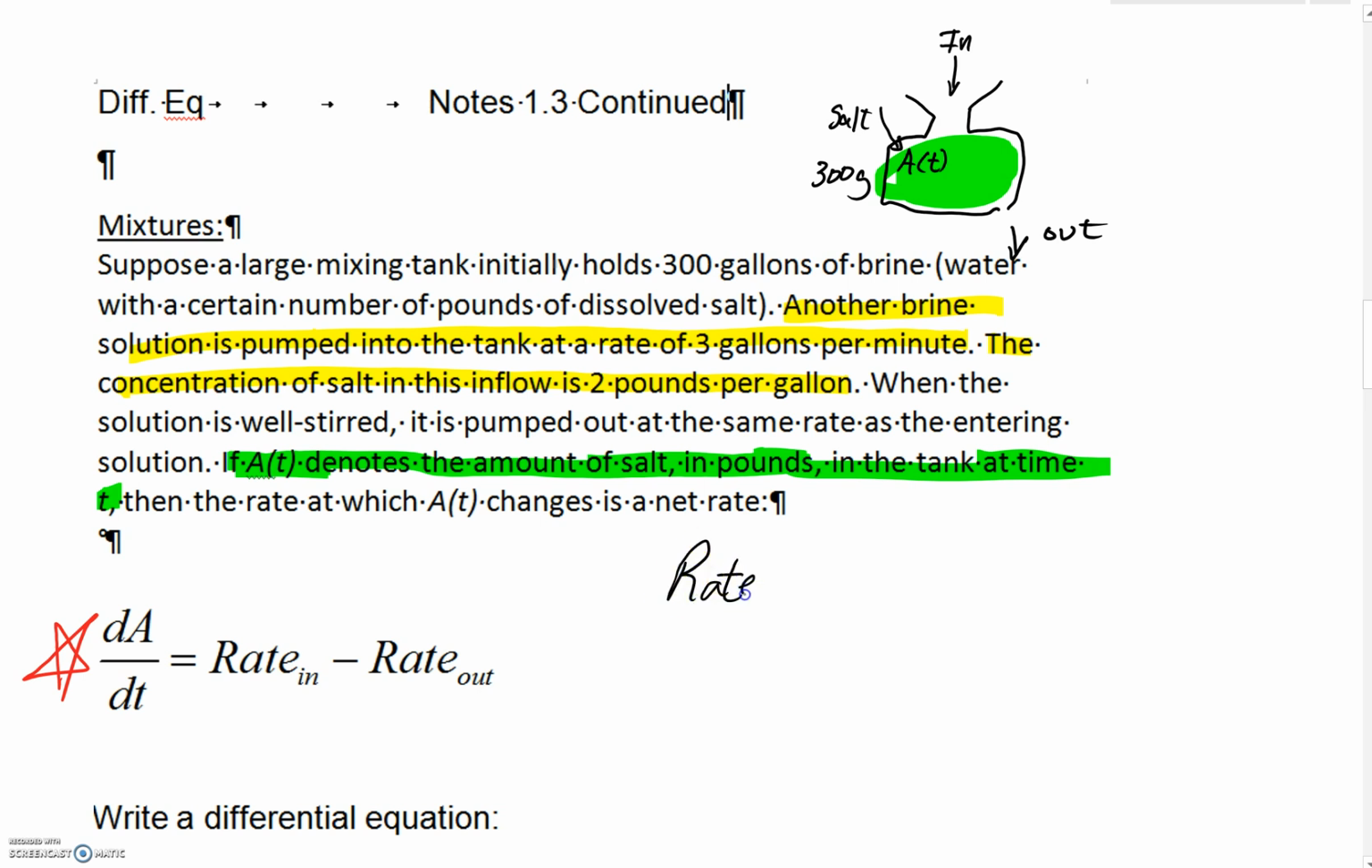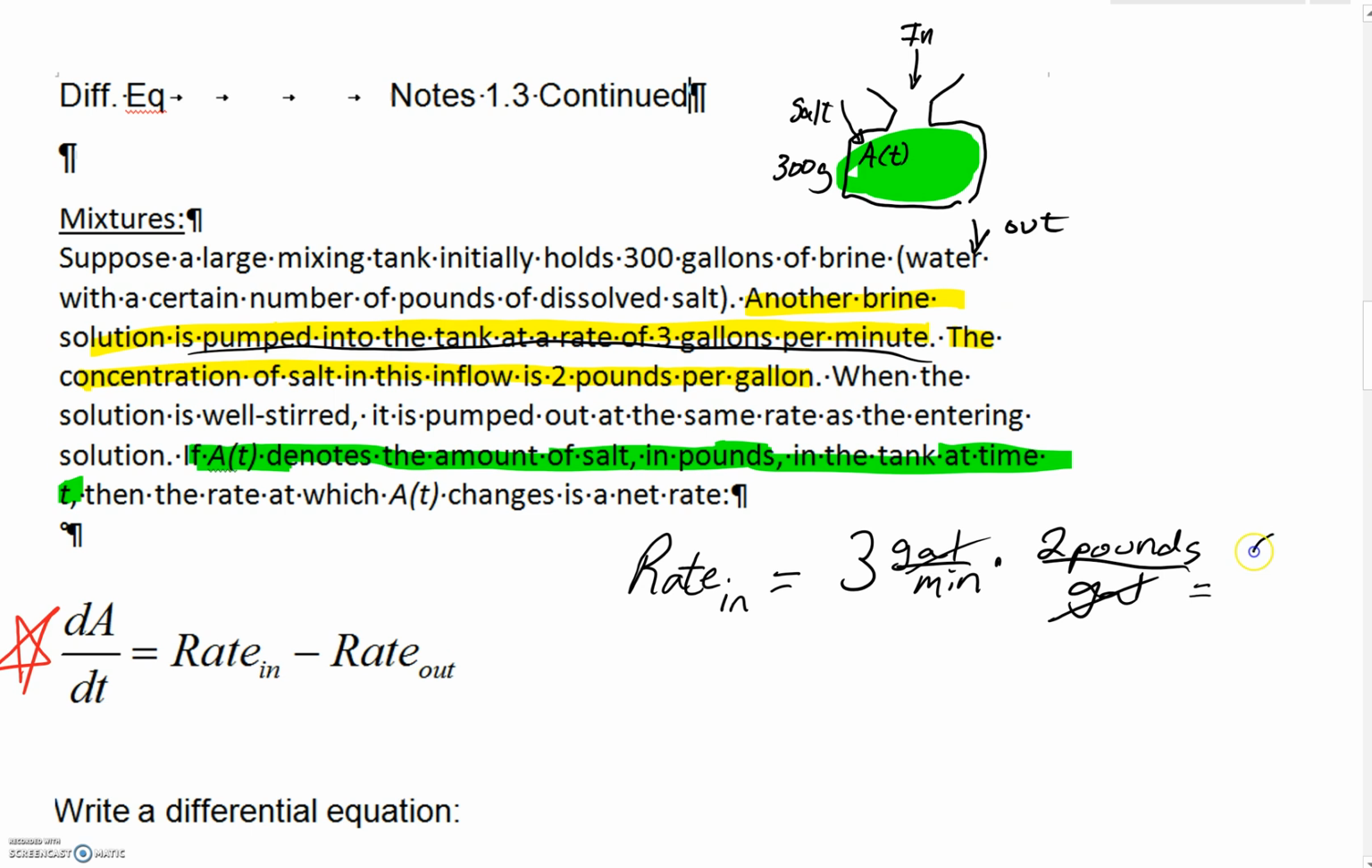Just consider the rate coming in. Well, we were told that we have this brine solution, it's pumped in at 3 gallons per minute. However, this concentration of salt is 2 pounds per gallon. So the reason why they gave that to you is so that we could cancel out the gallons and see that the rate in is 6 pounds of salt coming in per minute.